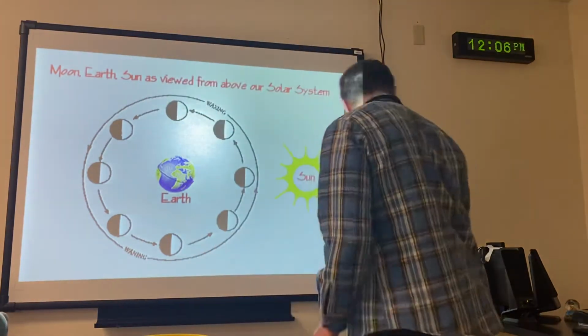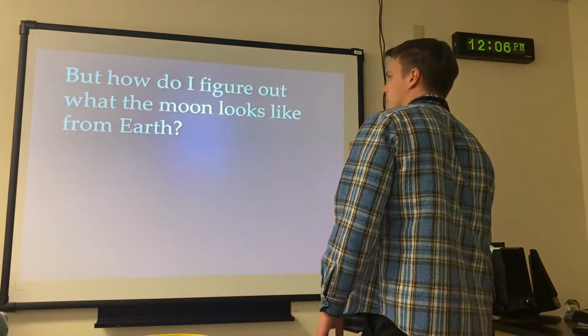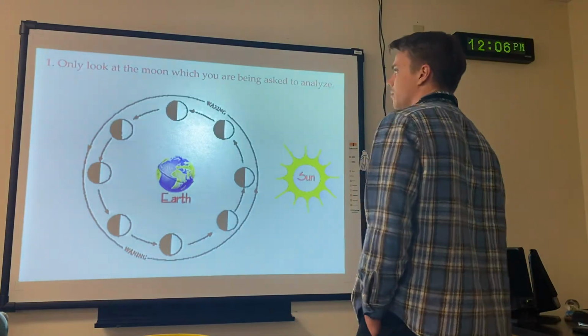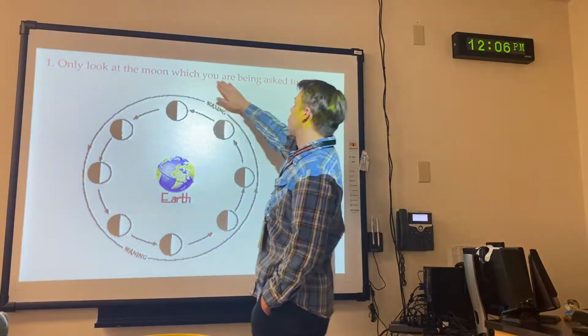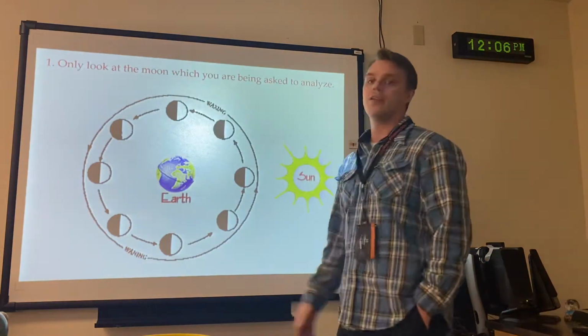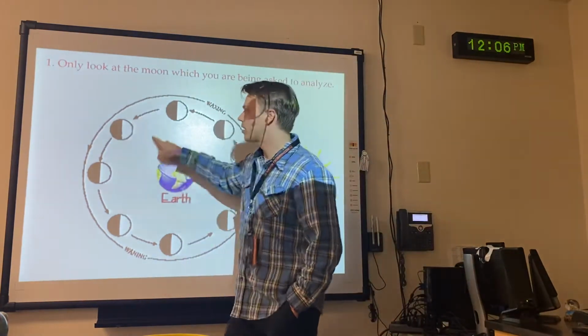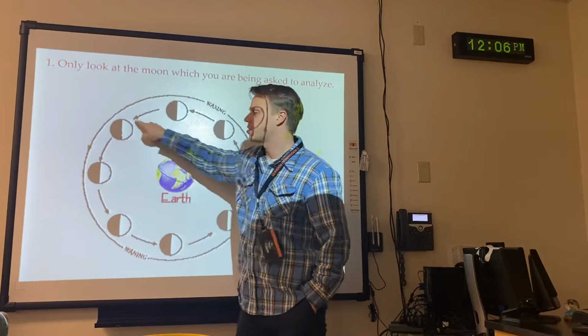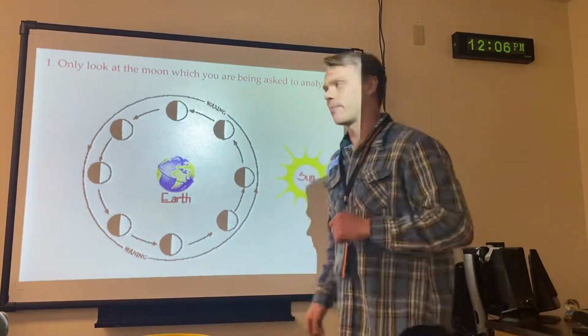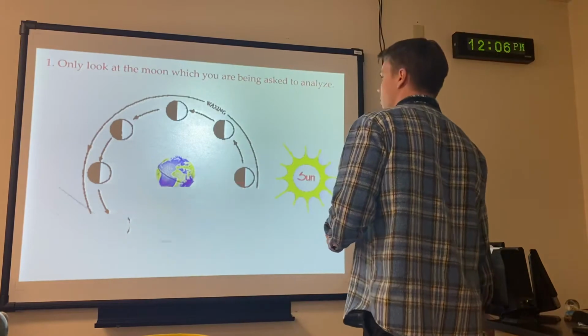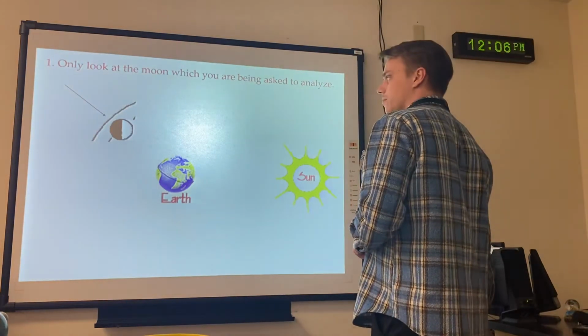Okay. So let's get into how to draw the phases of the moon. So step 1, we're going to look at the moon which we are being asked about. So in this case, let's say we are looking at this moon position right here. So forget about all the other moon positions. That's the first step. Forget about all the other moon positions, but the one we are being asked about.